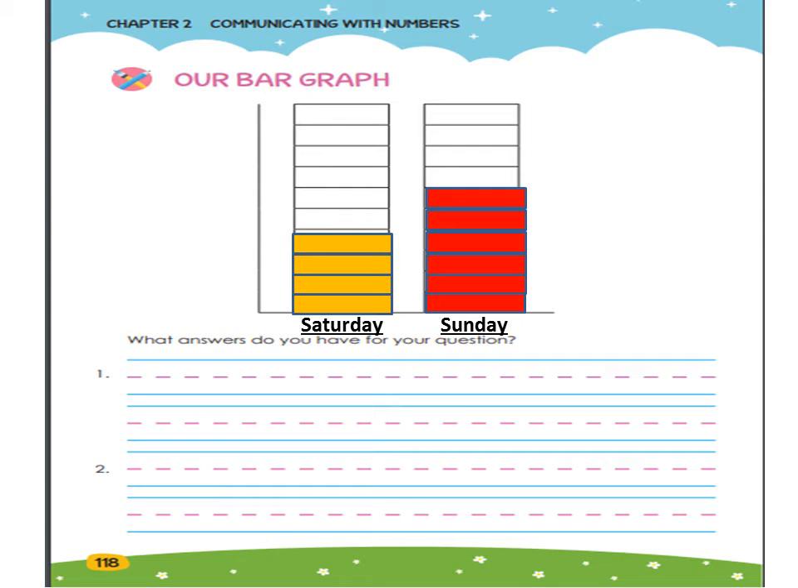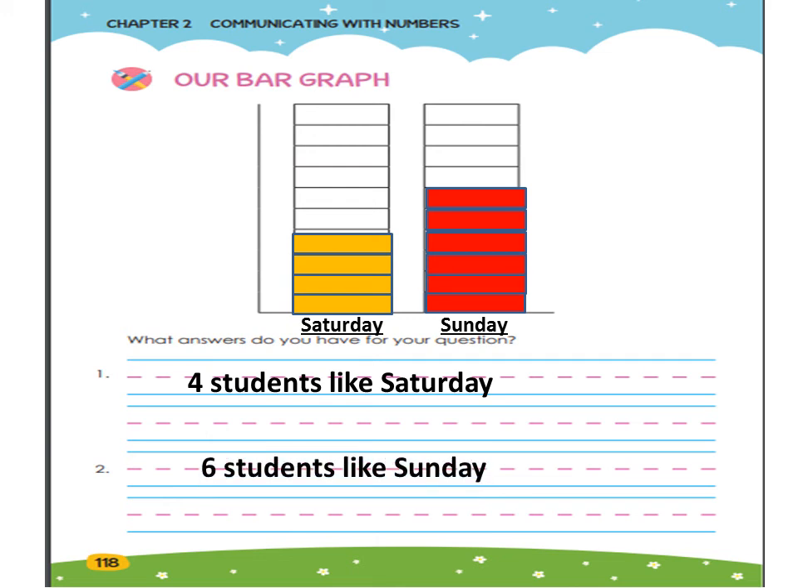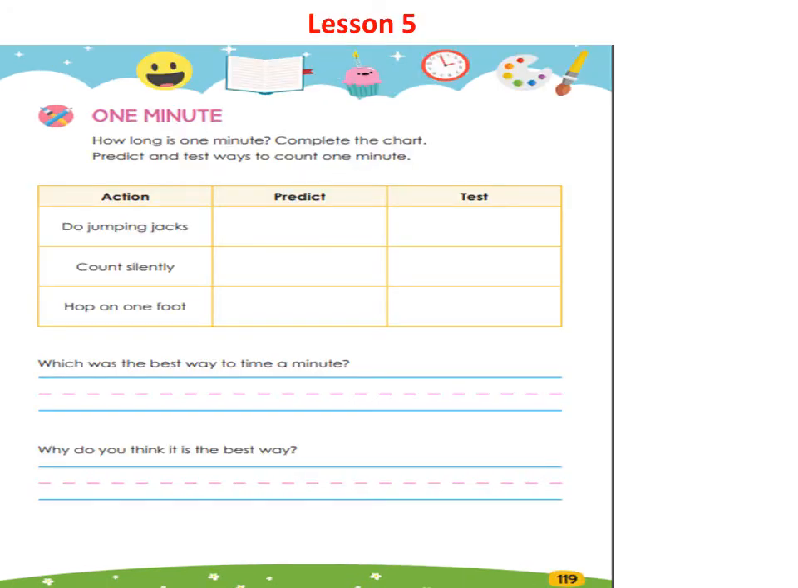If I see this graph, what answers will I get from the graph? I know that 4 students choose Saturday as their favorite and 6 students choose Sunday as their favorite. So I will write the first answer. 4 students like Saturday, 6 students like Sunday. Now you know how to read a graph, how to make a graph, and how to use it to answer a question. Turn the page.